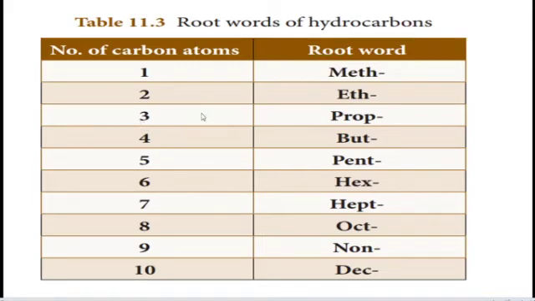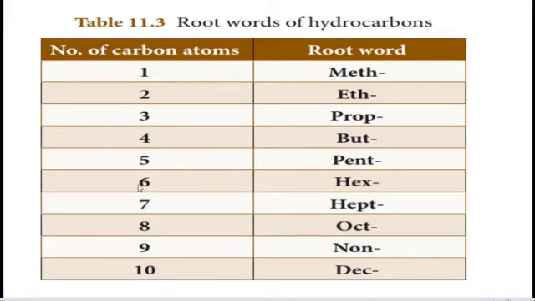If three carbon atoms are present, prop is the root word. Four carbons present, but is the root word. Five carbon atoms present, pent is the root word. This is the important one.